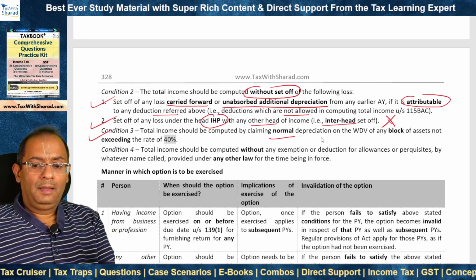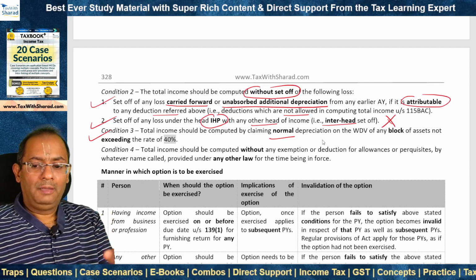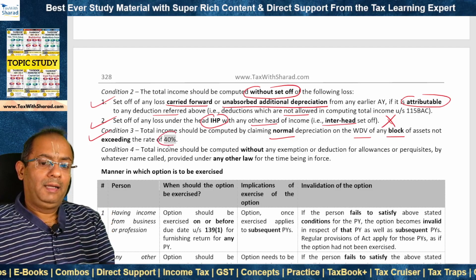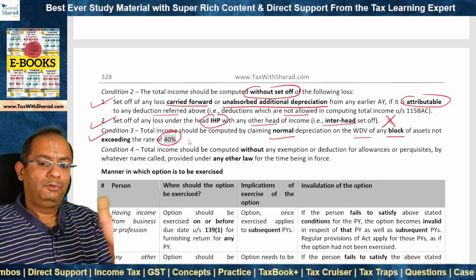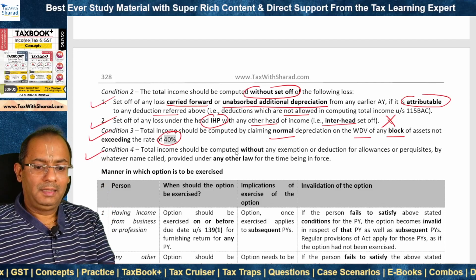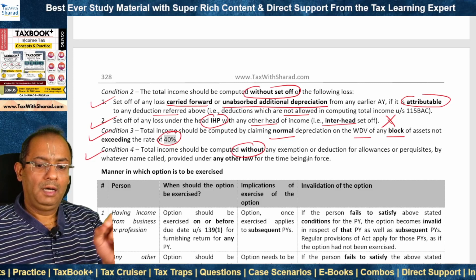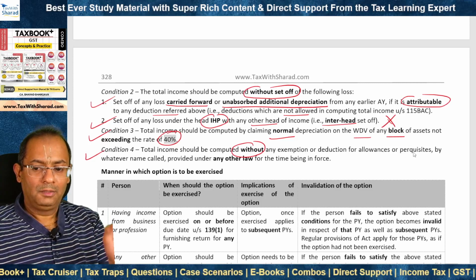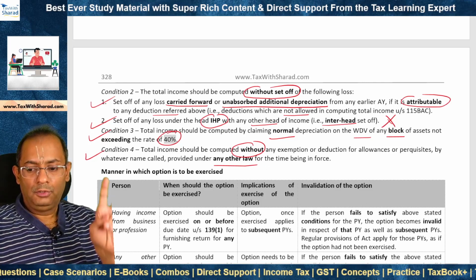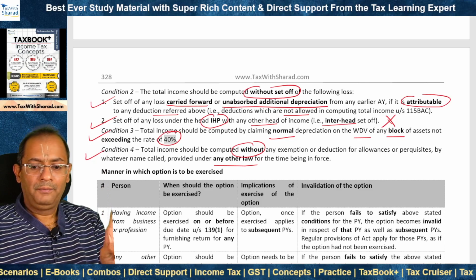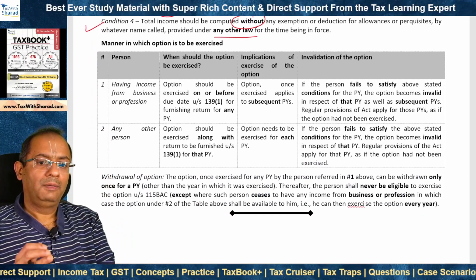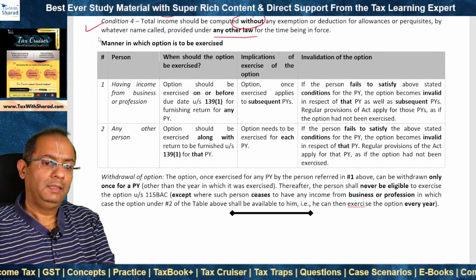Now, when we allow normal depreciation on the WDV of a block of assets, the condition is that the rate of such depreciation is limited to 40%. So the rate that is applied should not exceed 40%. The last condition is that total income should be computed without any exemption or deduction for allowance or perquisite provided under any other law for the time being in force. So these four conditions need to be satisfied, in which case the concessional rate of tax can be computed on the total income computed under section 115BSE.